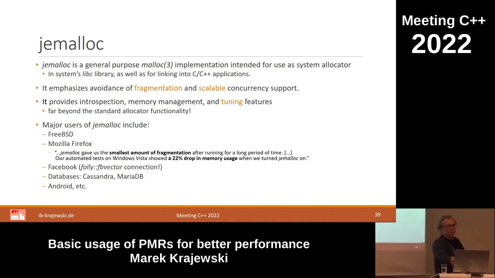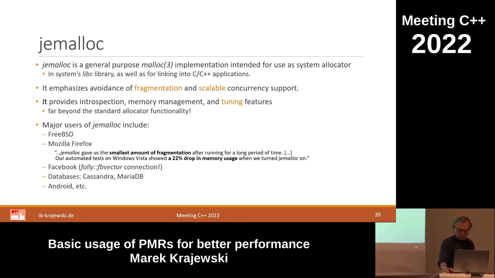It has many features beyond normal allocators, and its major users are FreeBSD, where it originated, and Mozilla Firefox, and they have quite an amount of success with reducing fragmentation in Firefox with it. Then the developer of it was passed on to Facebook. Databases also like it because it is very scalable in a concurrent environment, and also Android switched to it, so it's a good thing, I think.